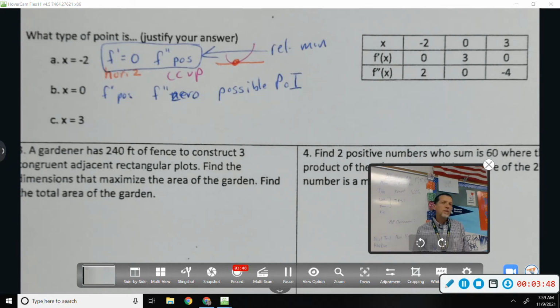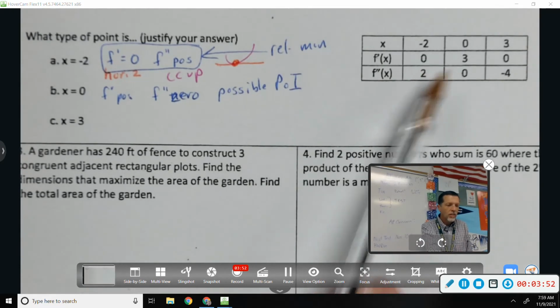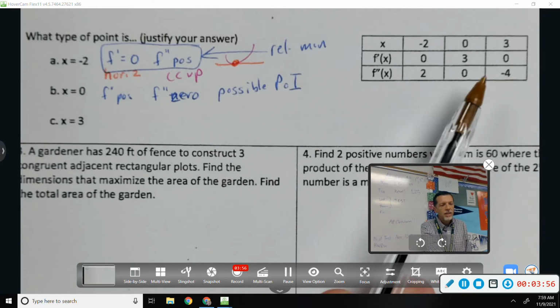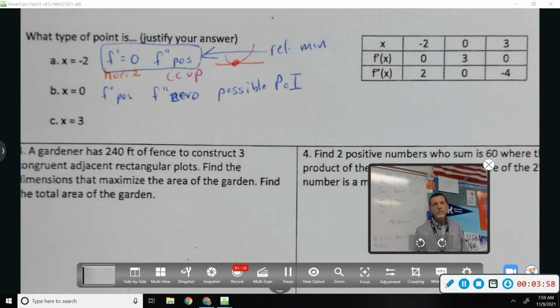So it's trying to bait me into saying it's a point of inflection because the second derivative changes signs, but I don't know that that's happening exactly at 0. So possible POI is as best I can say for that one.